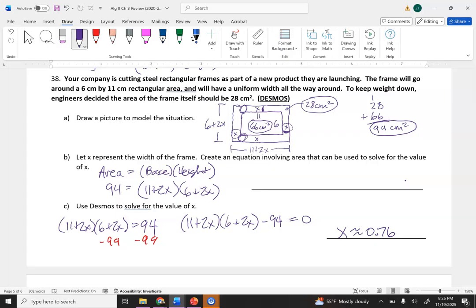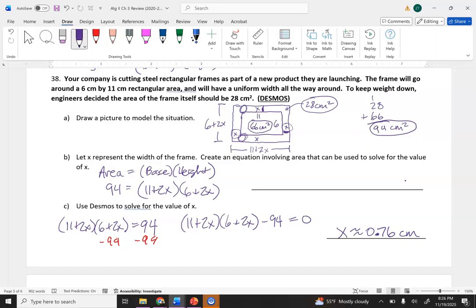But in the context of the problem, what does x stand for? It stands for the width, right? And since we're measuring in centimeters, the width of the frame needs to be 0.76 centimeters to keep within the specifications that the engineers gave us.